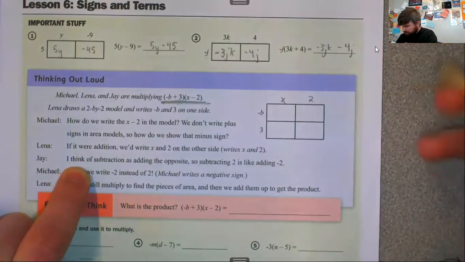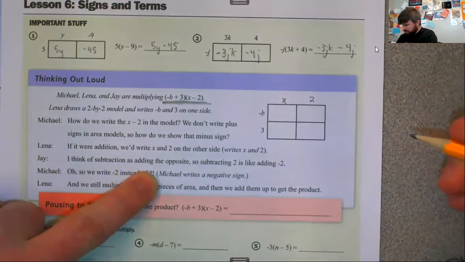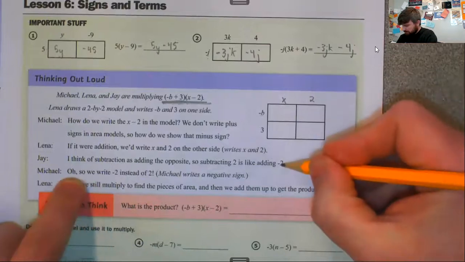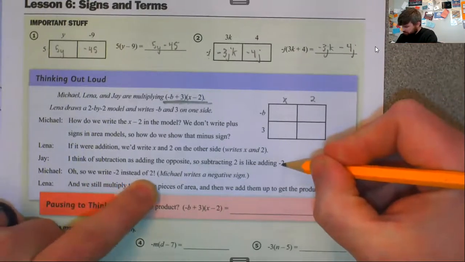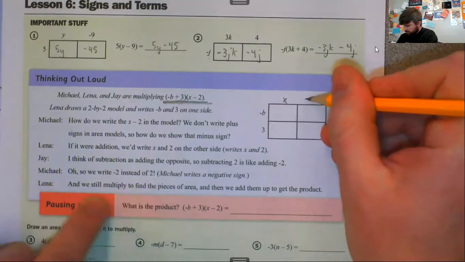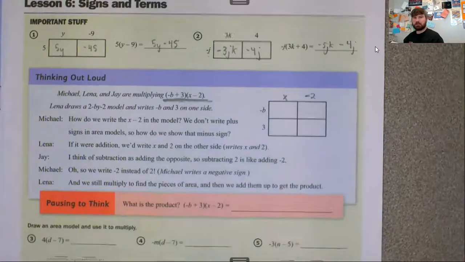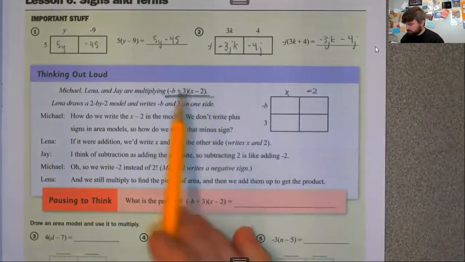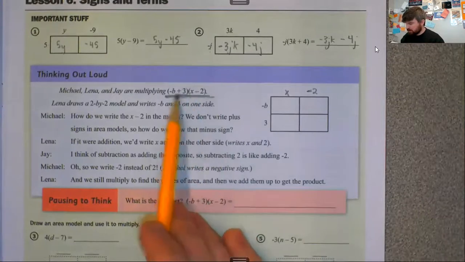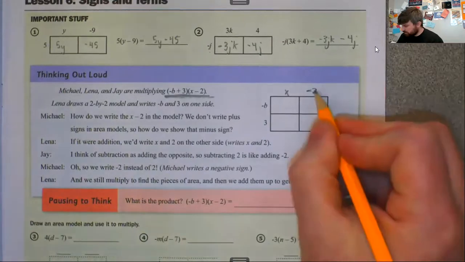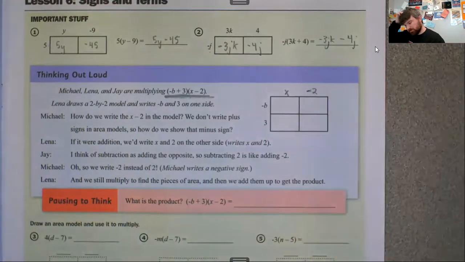I think of subtraction as adding opposites. So subtracting 2 is like adding -2. Oh, so we write -2 instead of 2. And we still multiply to find the pieces in the area. And then we add them together to get the product, which is exactly correct. Okay. These are operations, but they are also signs of that number. Okay, so we would put the -2 there, which we've seen before a little bit in prior lessons.